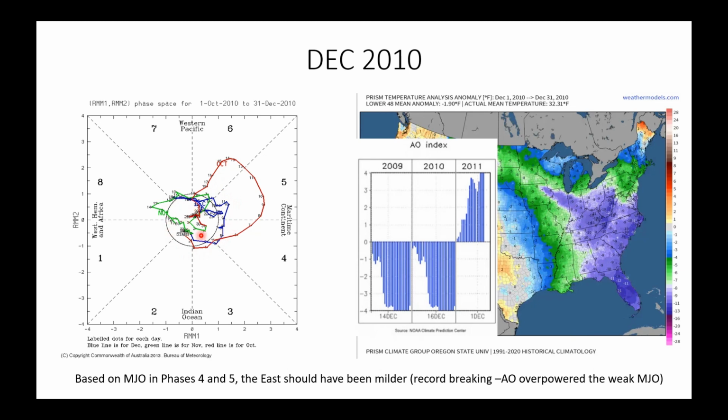So guess what? The MJO was not over here in the colder phases, 8, 1, and 2. It wasn't very far away. That blue line was not very far away from the center circle, the smaller circle here. So the MJO was not the reason you saw this on the right. What was the reason you saw this frigid blast of air across the Mid-Atlantic and Southeast down to Florida in December 2010? It was this. The AO index, the Arctic Oscillation, had crashed significantly negative.